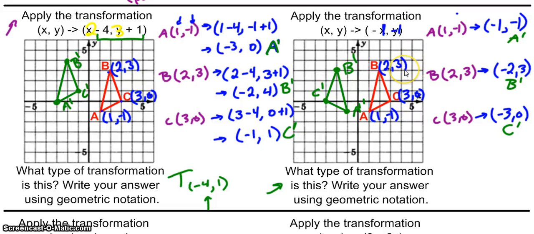And here it is. So basically, we've taken all our points, and the y value has stayed the same, but the x value is switched from positive to negative, or vice versa. And we look at our image right here. What does that look like is happening? What kind of transformation is this? Well, I'm seeing some sort of reflection. I'm seeing a reflection over the y-axis.